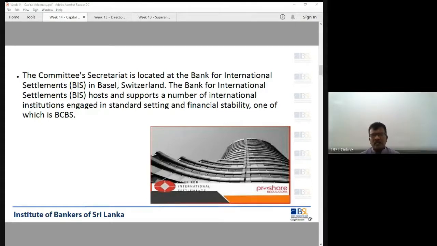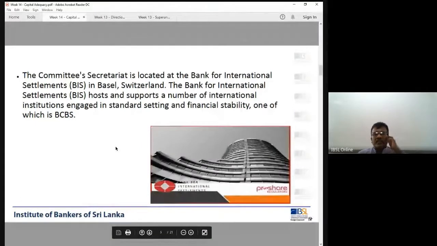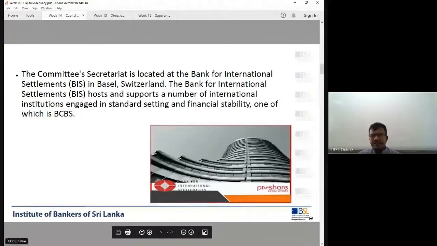That news will run, and another bank will collapse. Very soon, the entire banking system will collapse. That is the situation taking place if financial system stability is not ensured. The Basel is looking into financial system stability.